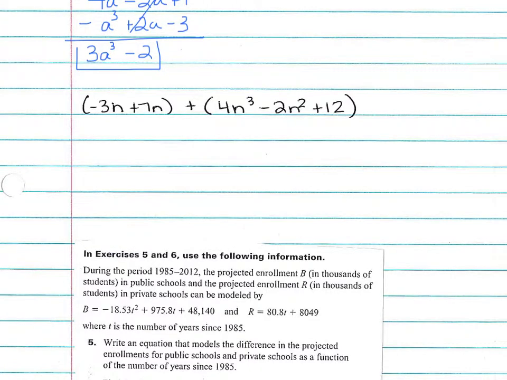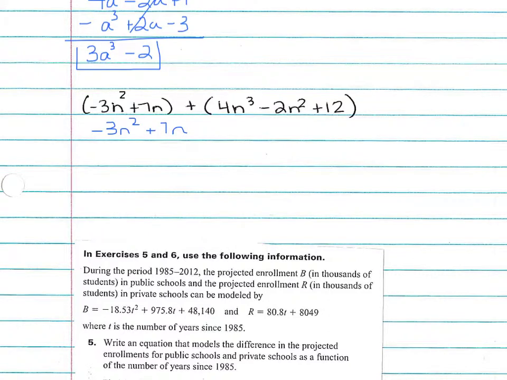The next question is an addition problem. The only thing that we need to be careful of on this one is that the numbers aren't necessarily in the correct order. It says a negative 3n, but I'm thinking that's supposed to be a negative 3n squared. We're going to change that, so make sure you change it on your notes. So we'll say this is a negative 3n squared plus 7n.